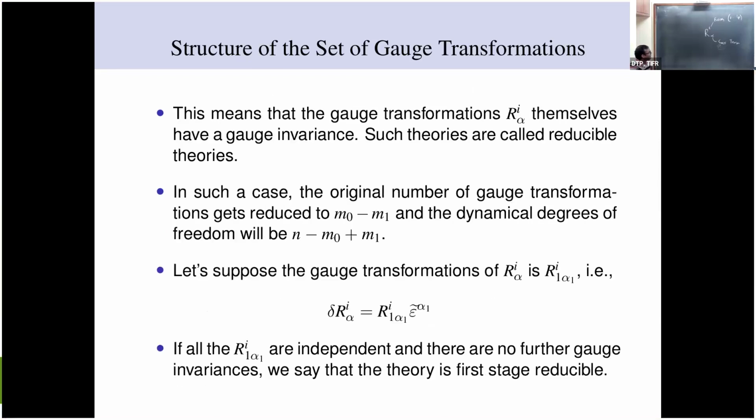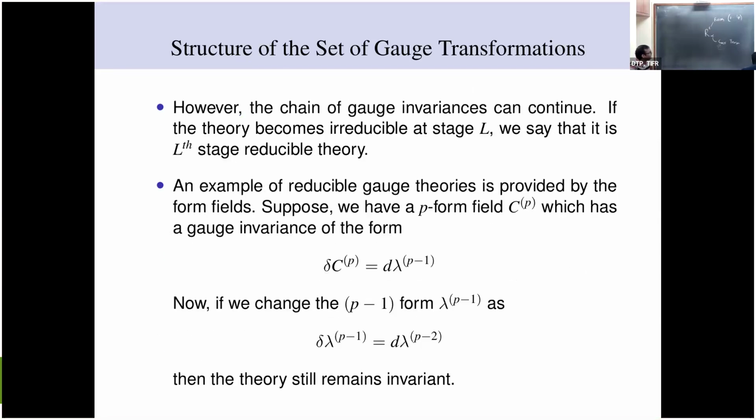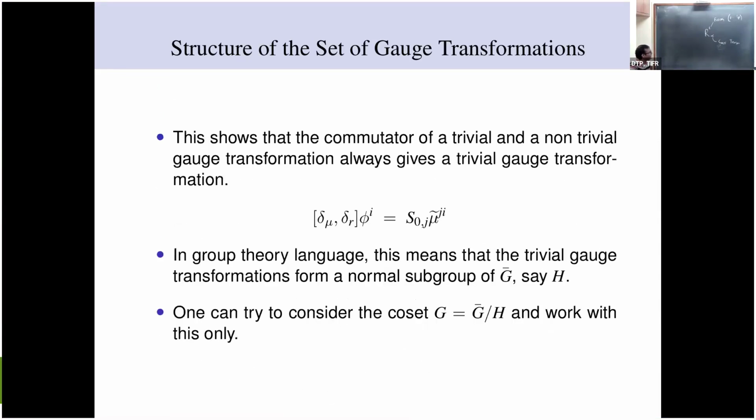Irreducible is the one which has no constraints, no constraints of constraints. So the case where we have the ordinary property.